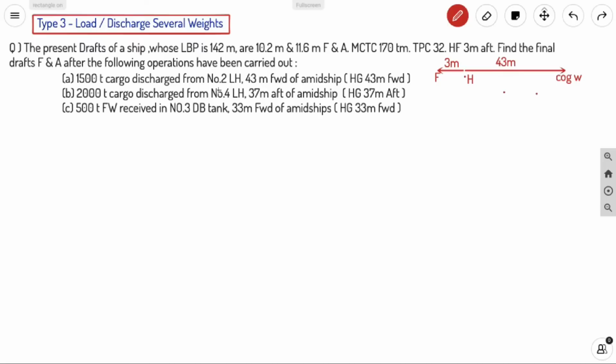Similarly, the second weight, 2000 ton cargo discharged from number 4 lower hold, 37 meters aft of midship. If H is midship, the COG of the weight is 37 meters aft of midship, and the center of flotation is 3 meters aft of midship, so the distance H to F is 3 meters. From the center of flotation to the COG of the weight is 37 minus 3, 34. Similarly, the third one, 500 ton fresh water received in number 3 DB tank, 33 meters forward of midship, with HF given as 3 meters aft. So the weight distance from F is 3 plus 33, that's 36.